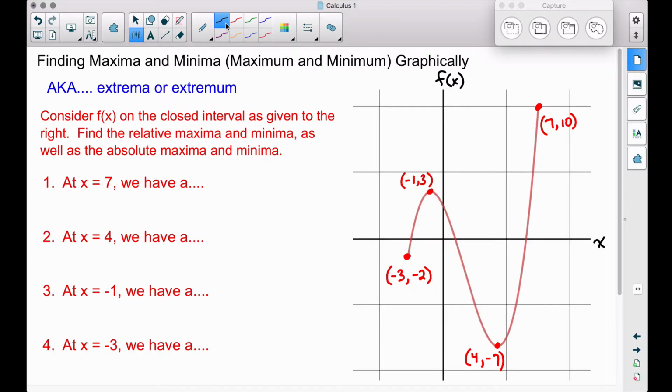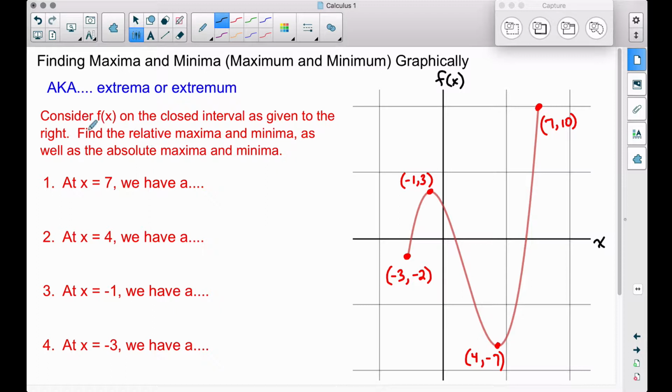In this video, we're going to look at finding maxima and minima, also referred to as maximums and minimums, graphically. Some textbooks refer to these as extrema, or some books refer to these as extremum. So a whole bunch of different names, they mean the same thing. However, two words to take note of: relative and absolute. Those are different, and we will discuss that in this tutorial.